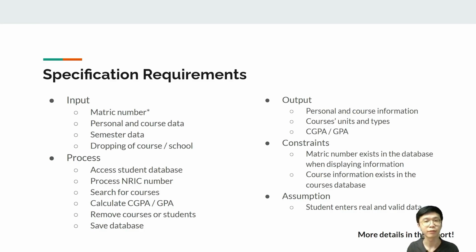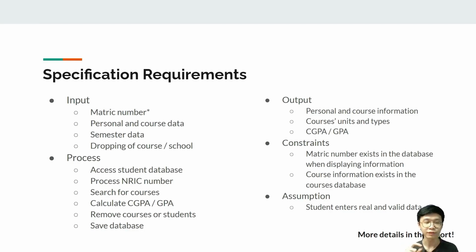Now, I would like to cover briefly about the specification requirements of our program. The most important input for our program is the metric number of the student, where we retrieve their data from the database. Other than that, the inputs are what our program asks for, such as inputting the course taken for the next semester. Our program processes a lot of data, from processing data from the student database to searching for specific course with the user's keywords.